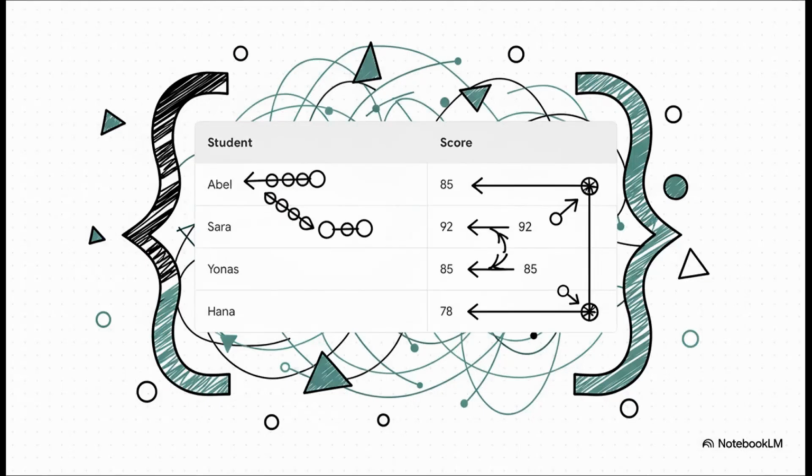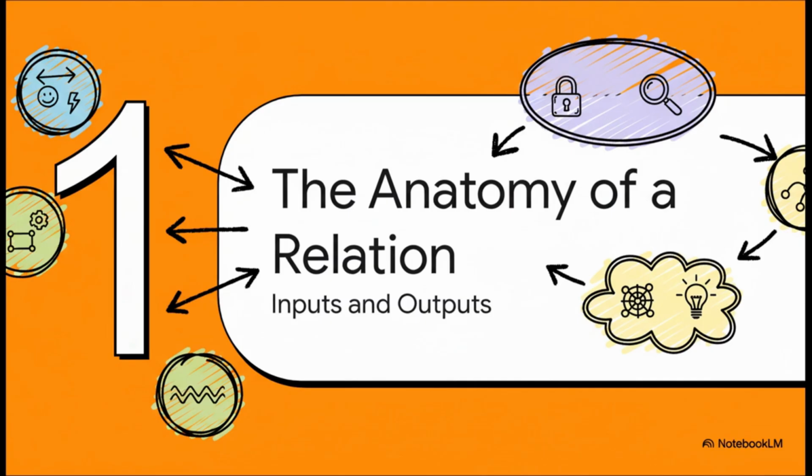And looking at this table really makes that abstract definition concrete, right? Here we've got our set of ordered pairs. You've got Abel paired with 85, Sarah paired with 92, Jonas with 85, and Hannah with 78. This whole collection of pairs, all of it taken together, that is the relation. All right, so now we know what a relation is. Let's peek under the hood and break it down into its two essential parts.